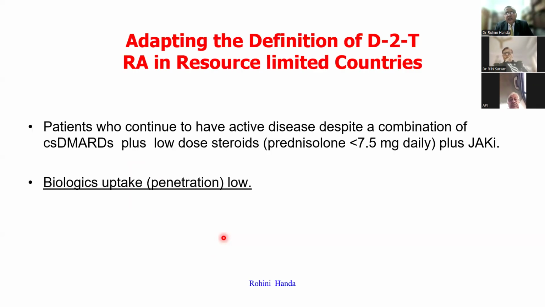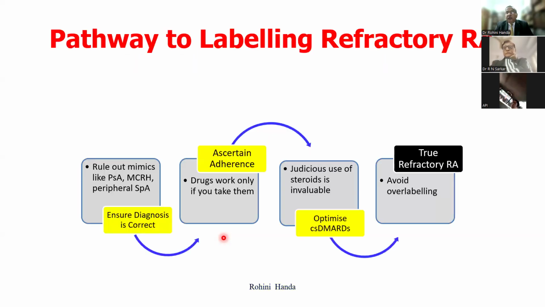The last but not the least case scenario: refractory rheumatoid arthritis. The definition varies. In the West, people label patients as D2T after they have failed several biologicals. In our country, where the biological penetration is low, if a patient has failed a combination of conventional synthetic DMARDs and low dose steroids, we call it refractory.